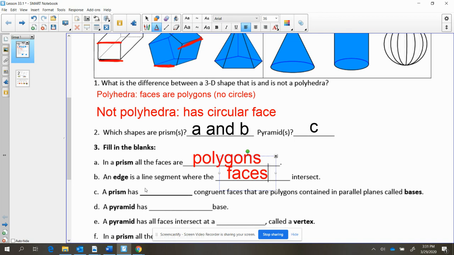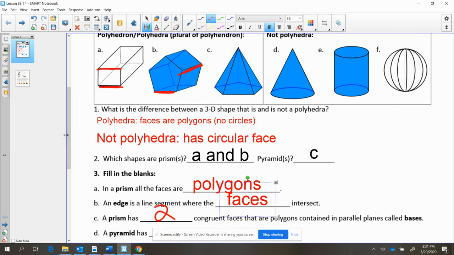Now, a prism has 2 congruent faces, right? And those faces that contain those parallel planes, those are called our bases. Now, in example A, officially, you can kind of consider a lot of these opposite sides of our prism the bases. Maybe you think those two are the bases. Officially, though, you could also call, for instance, these two the bases, these opposite parallel sides.